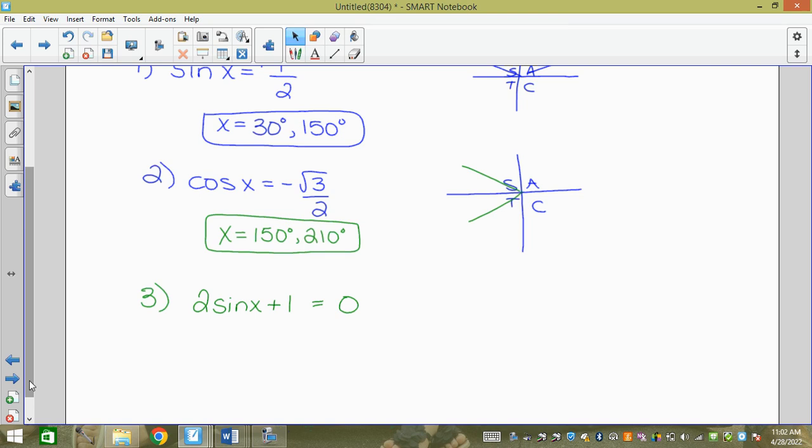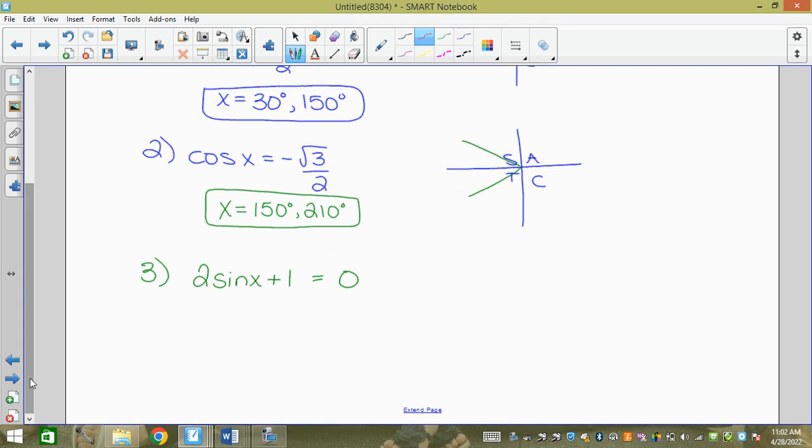So what's the first thing I'm going to have to move? Remember when I'm isolating a variable, I'm doing reverse BEDMAS. So what do I have to move first? The 1. I'm going to subtract 1. 2 sine x equals negative 1. Then what do I do? Divide by 2.